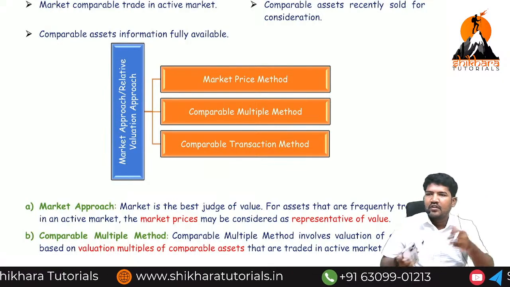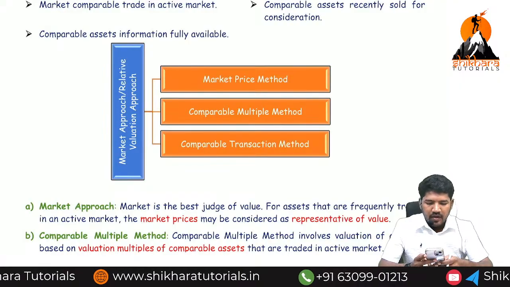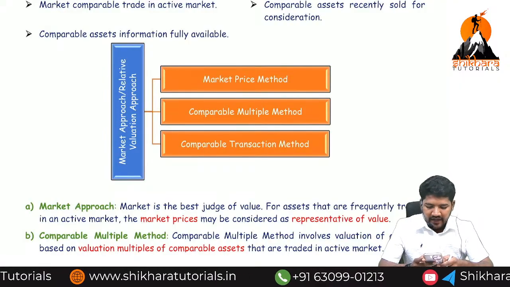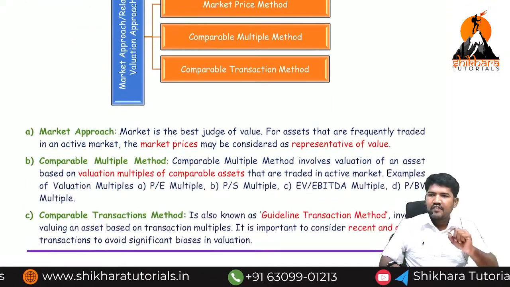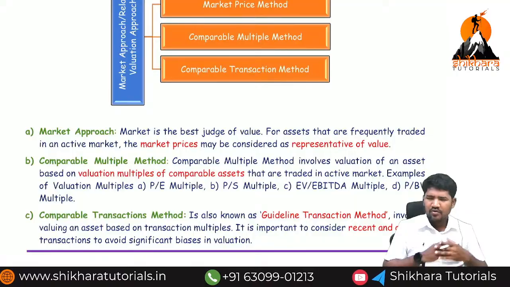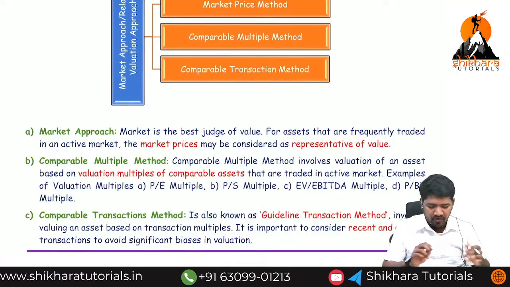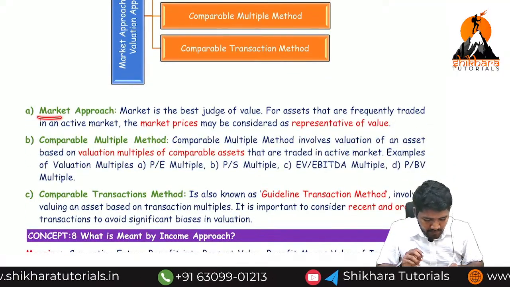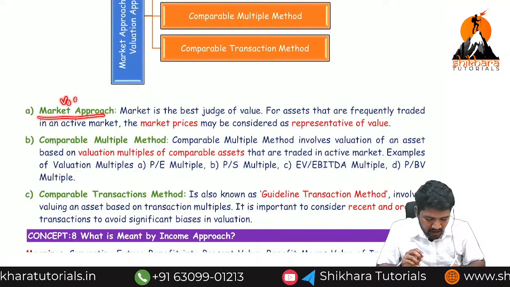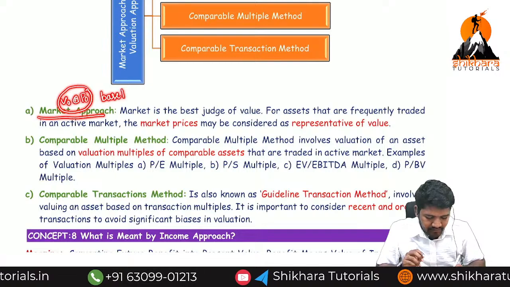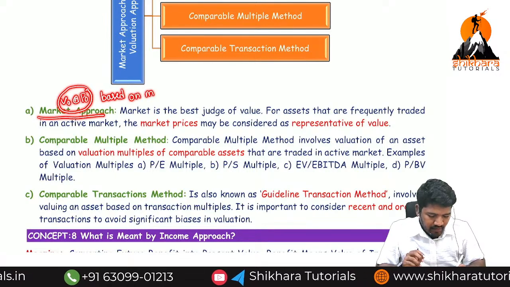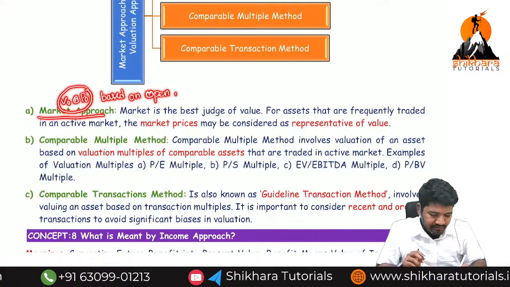Clear? Done. So I'm not ready to explain the entire approaches. I will just give a clue why, because in 6 chapters in total we discuss only these methods. Now when it comes to the market approach, we are simply finding out V naught or P naught based on open market information.